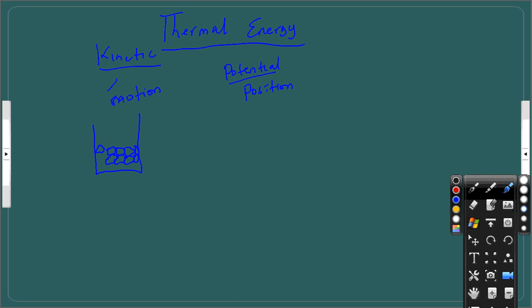We can say the particles are tightly packed together, and we can really say this is an example of a solid. It doesn't necessarily mean that the particles are not moving, but they're vibrating in a position. They are vibrating against each other in one position. So now we say the energy stored in them as a result of the position is called potential energy. It's called potential energy.